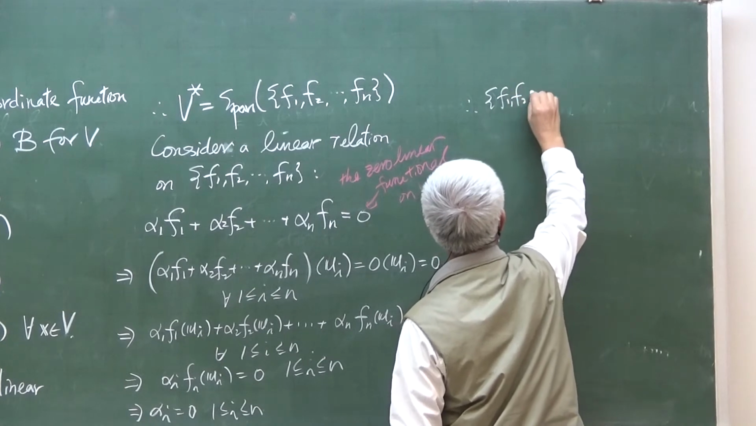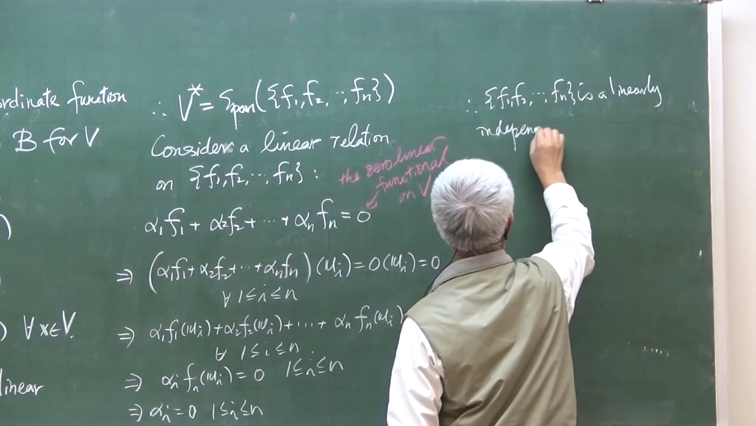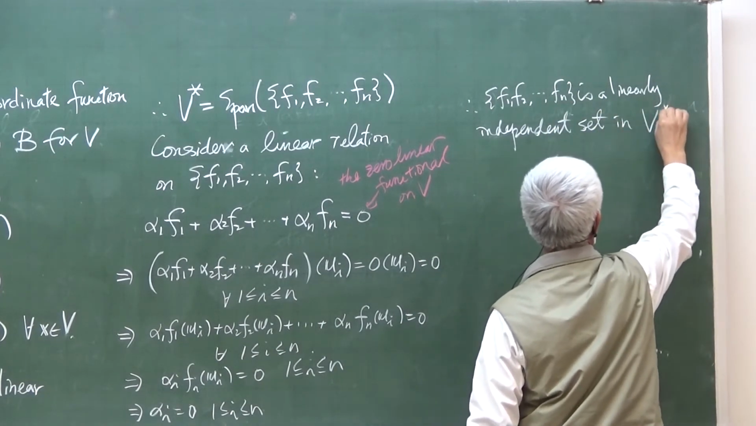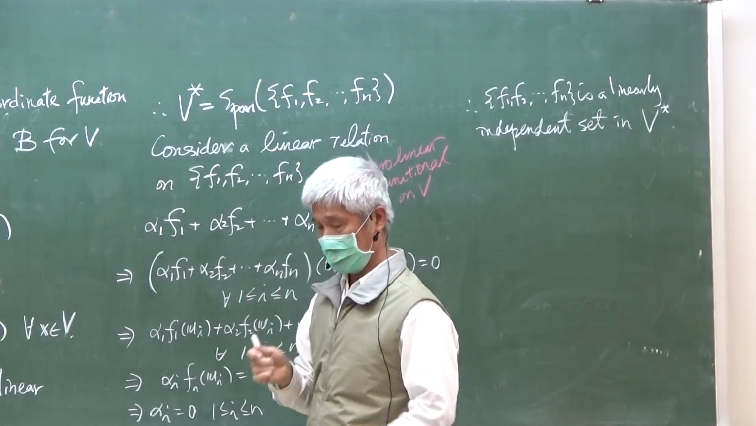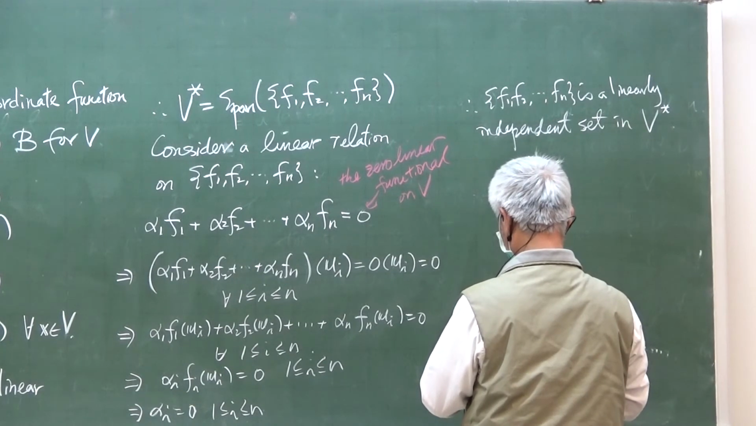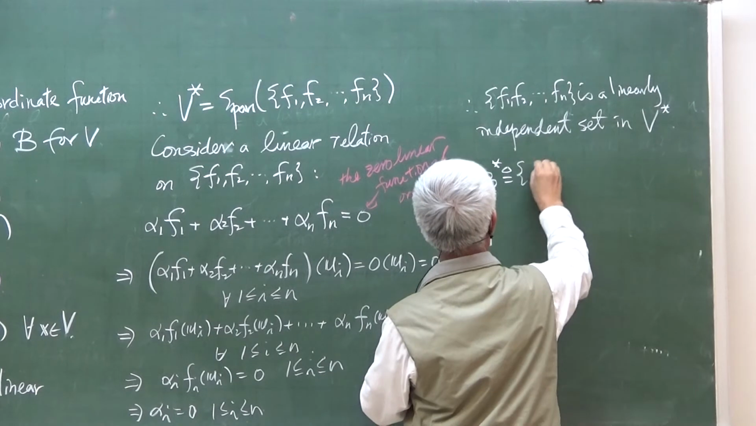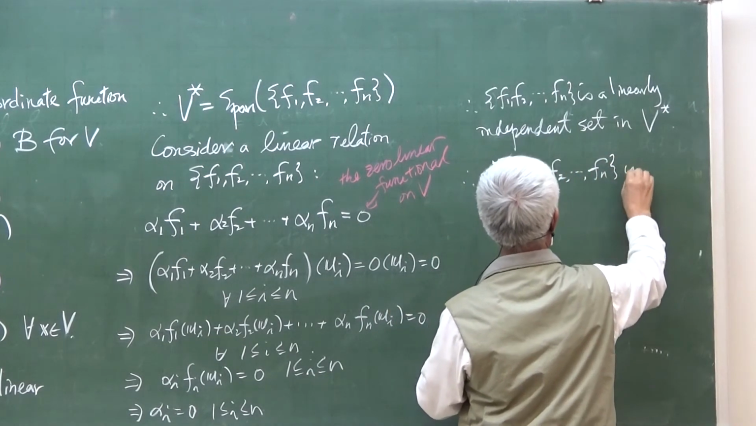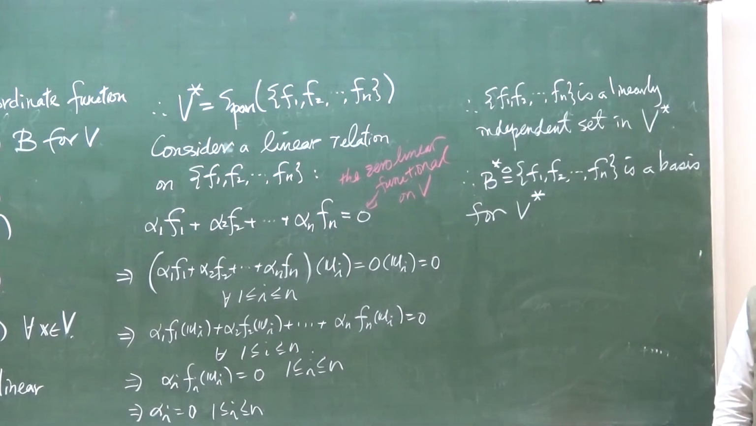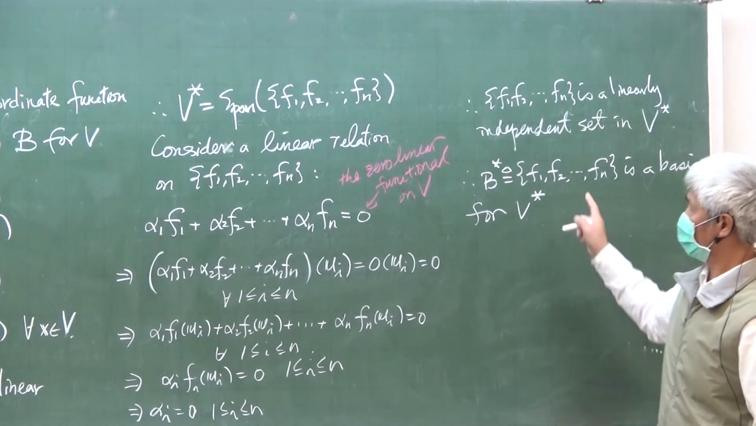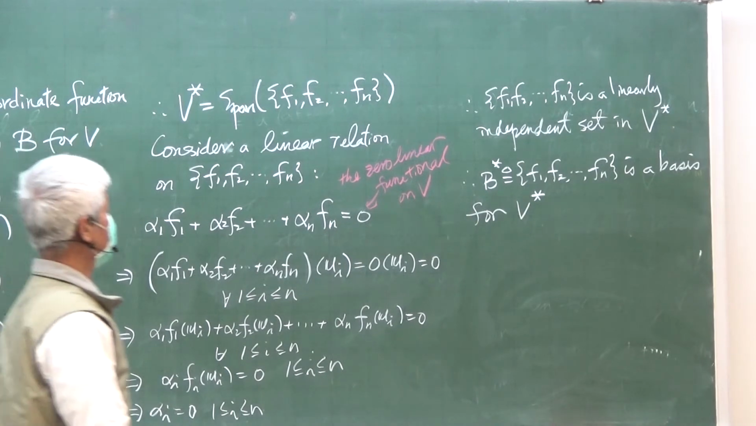So f_1, f_2, up to f_n is a linearly independent set in the dual space. Okay, so now the dual space is spanned by a linearly independent set. So that means that B star, defined to be f_1 up to f_n, is a basis for the dual space. So we call it the dual basis, because these linear functions are defined in terms of the basis vectors u_i in basis B. So it's the dual basis.